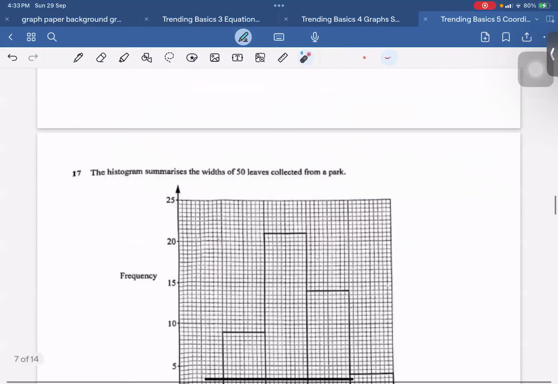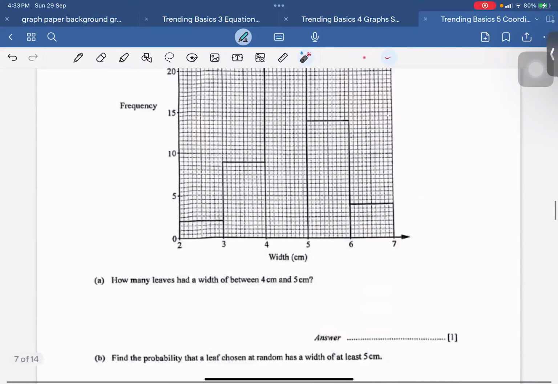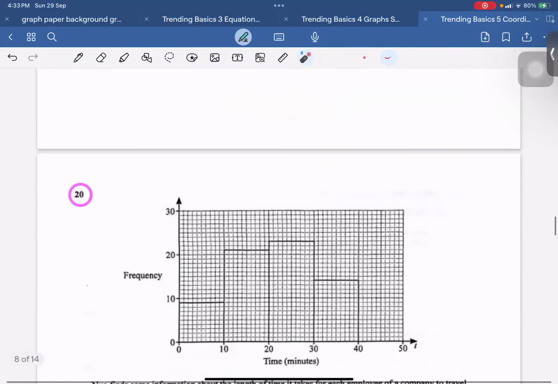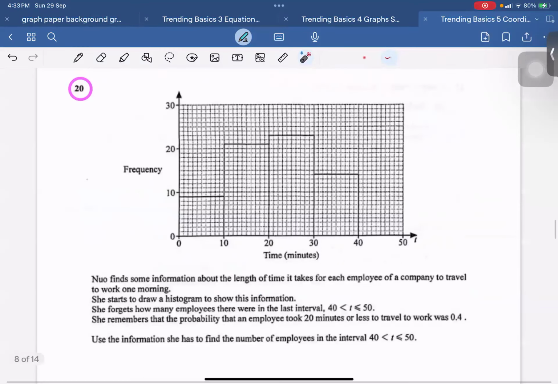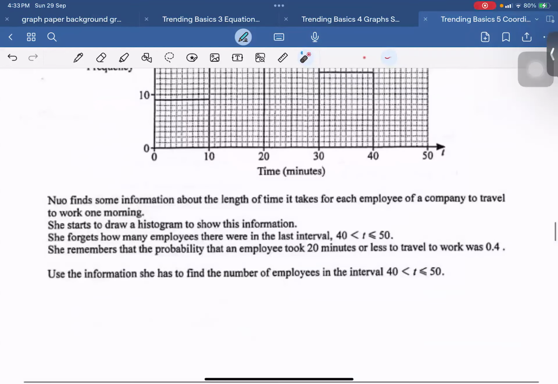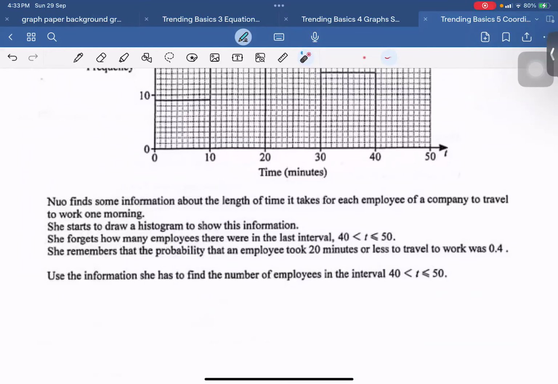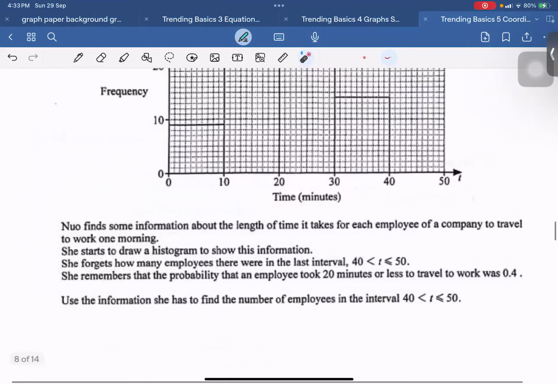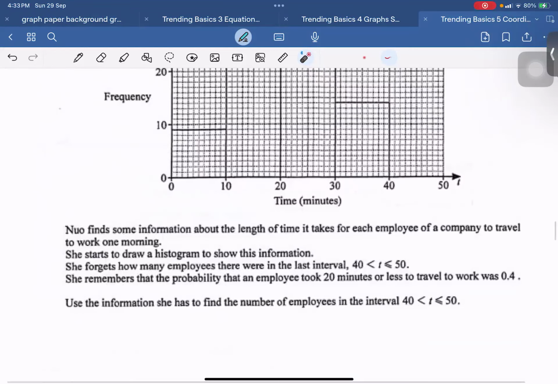Okay. Next one, this kind of question is still doable. I think you can try on your own. This question, we have done it before in 2023 paper 1. I need you to just do one more practice another time. Okay, so I look at this. This is a histogram, and she forgot how many employees were there in the last interval. That means I need to find the frequency. But she knows this probability. What is the probability that an employee took 20 minutes or less to travel to work?